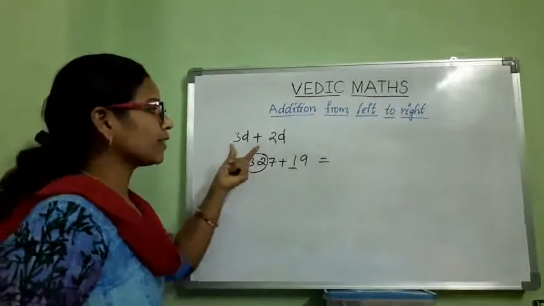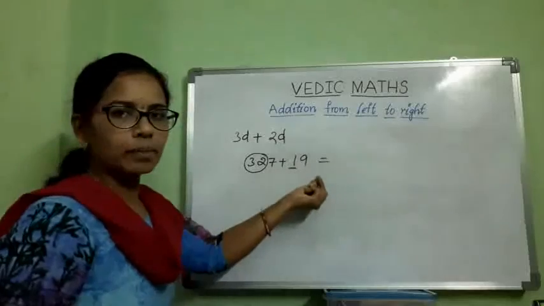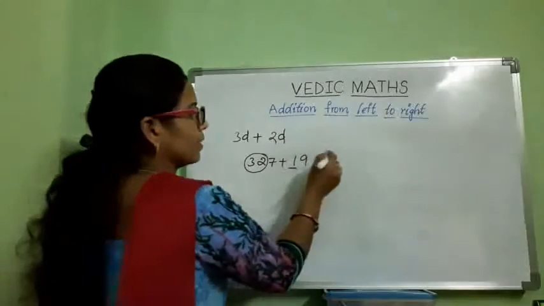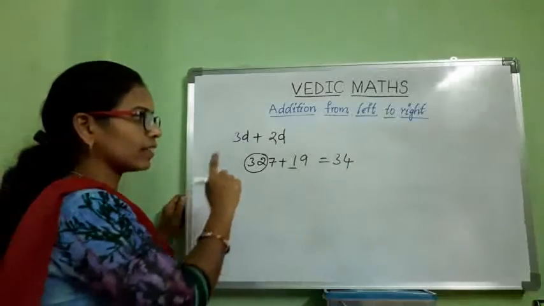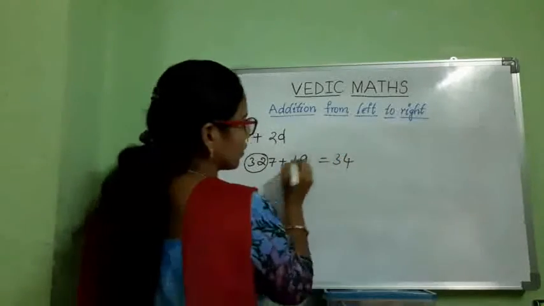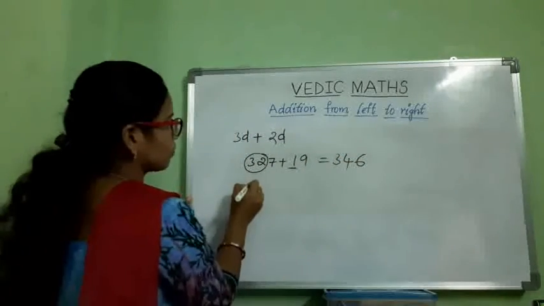But before writing 33 here, check the next numbers. They are carried. So 33 becomes 34. Increases by 1, that means 34. Next, end digit of 7 and 9 is 6. Next, one more I will take.